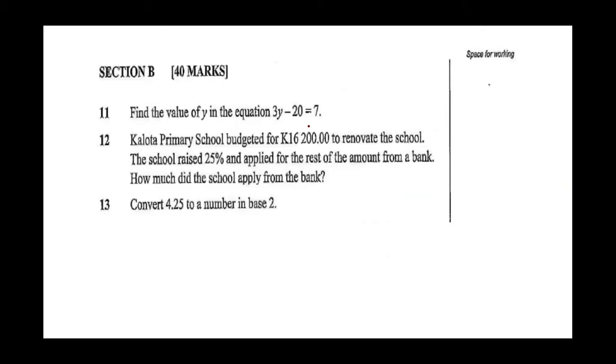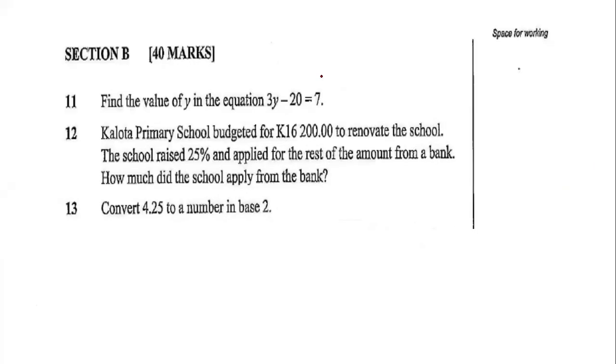So question 11 reads, find the value of y in the equation 3y minus 20 is equal to 7. So this one, 3y is equal to 7. You just group the like terms. So 20 will cross over to the other side and it will become plus 20. Okay, so this is plus 20. So this one will be 3y is equal to 27.